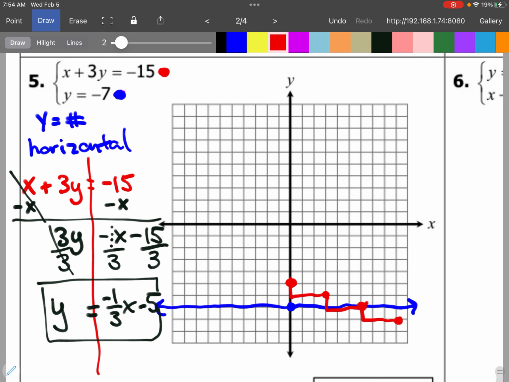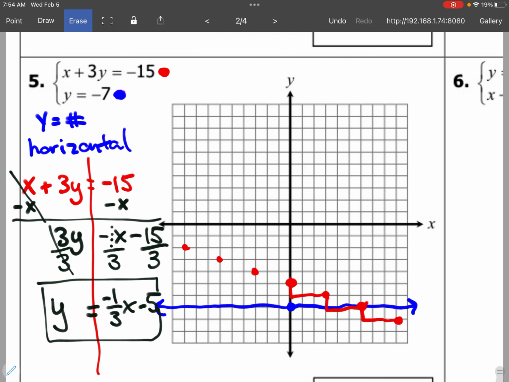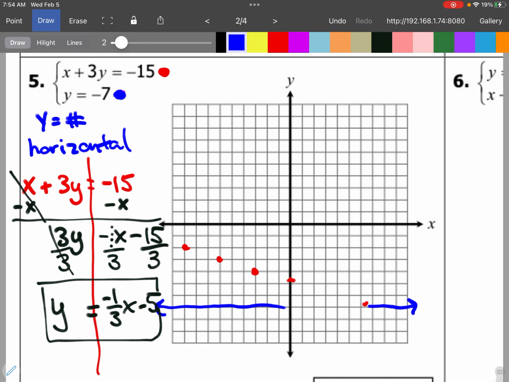And what's the opposite of down and to the right? Up and to the left. Up, go over 3. Up, go over 3. Those are the points, all right? Now let me clean up this side a little bit. These are all our points right here.